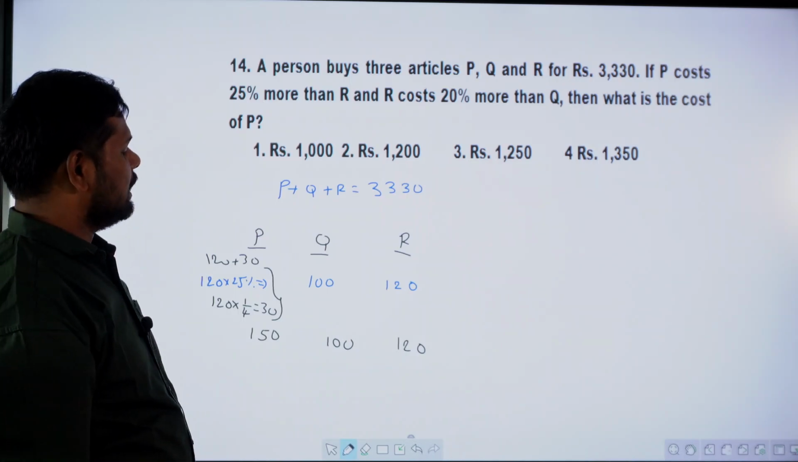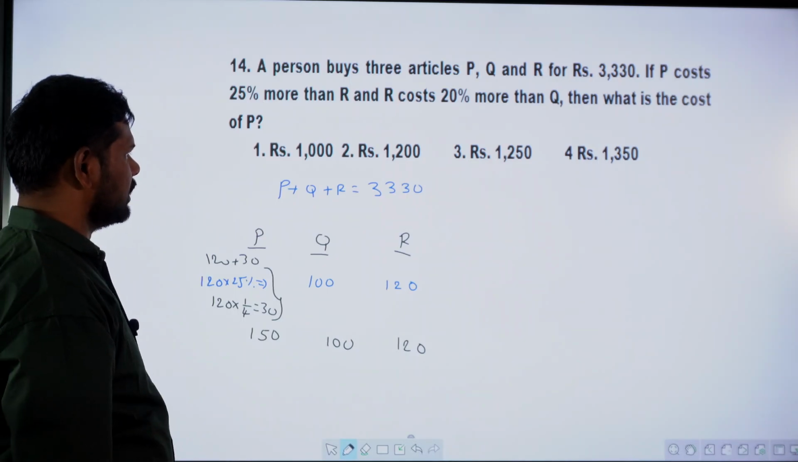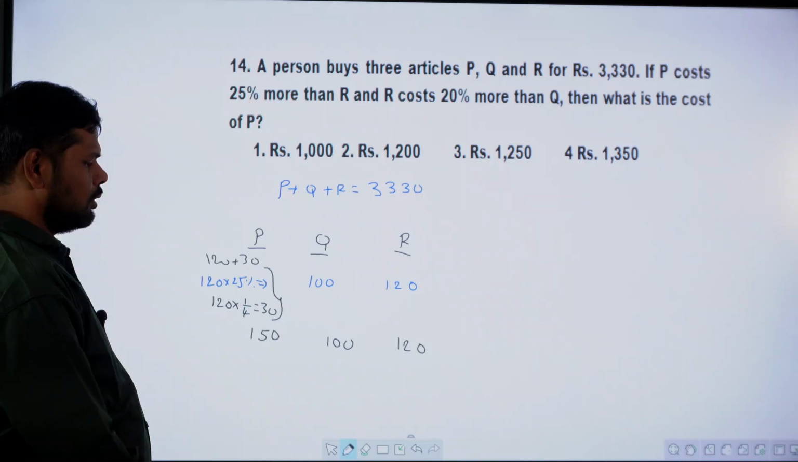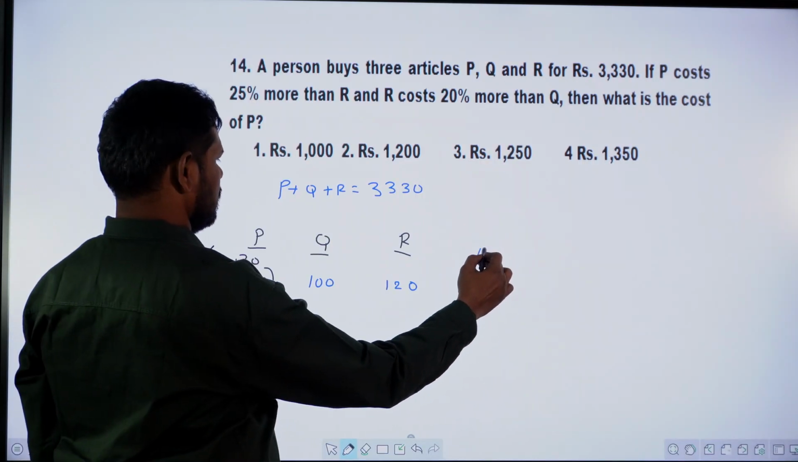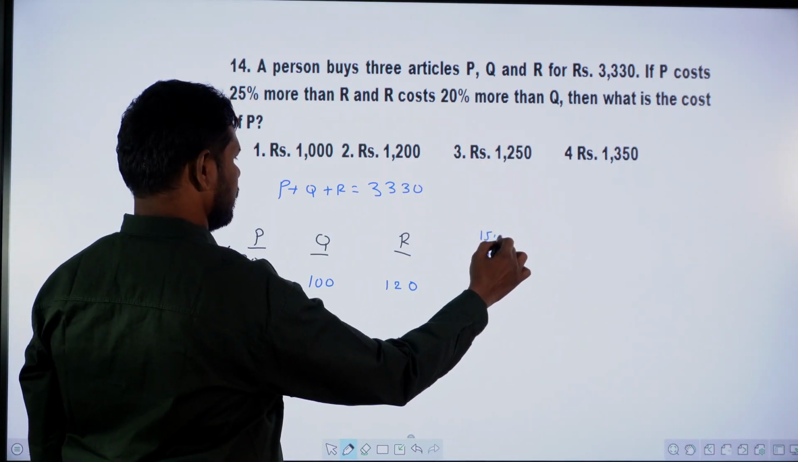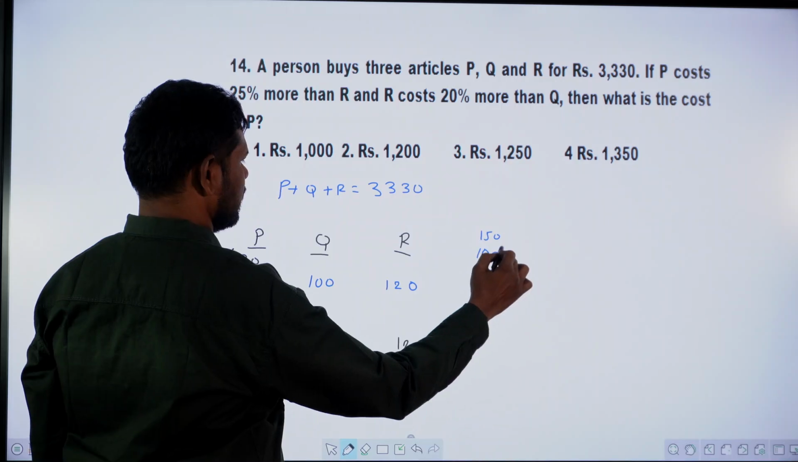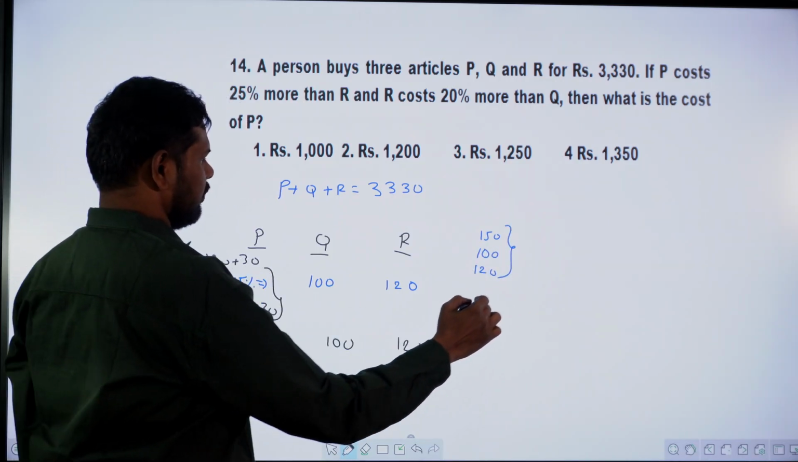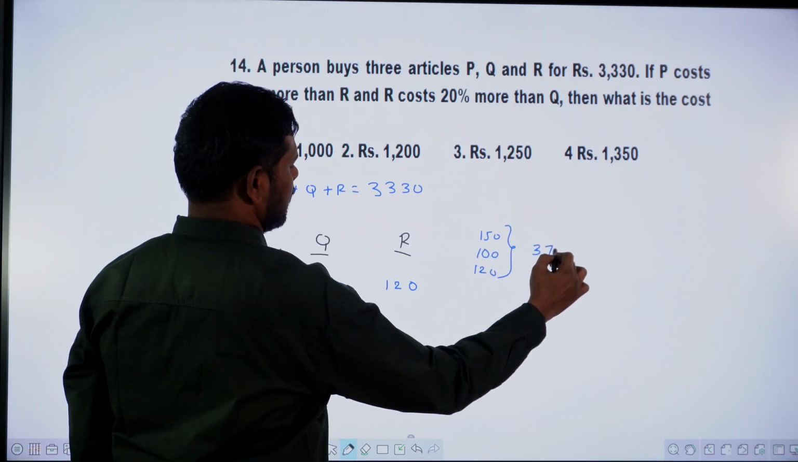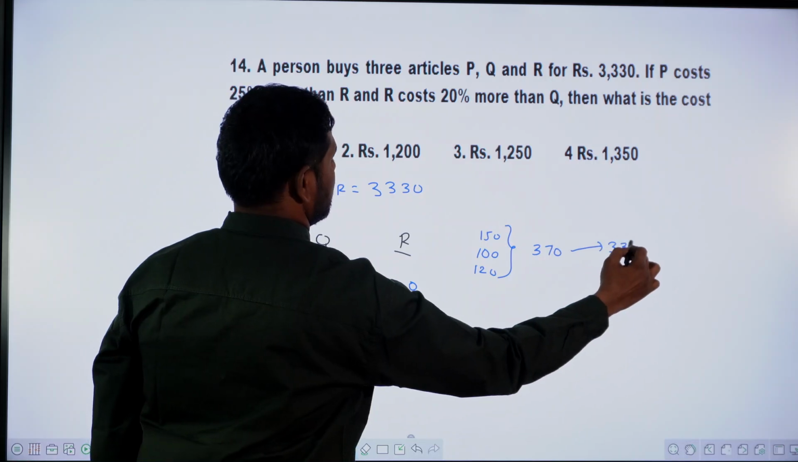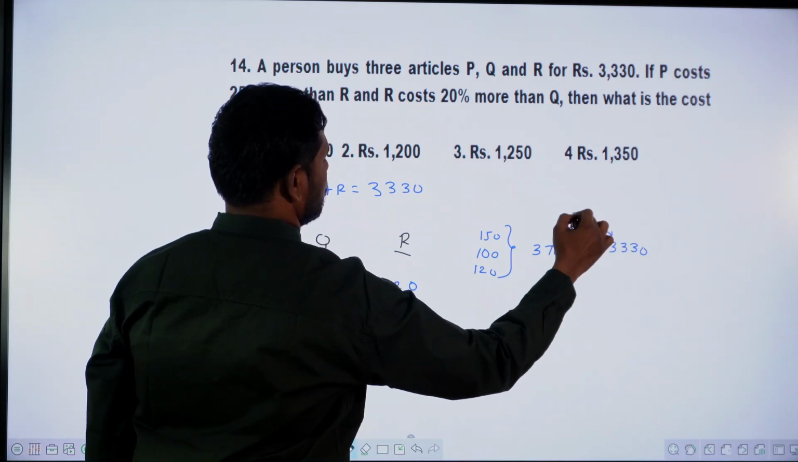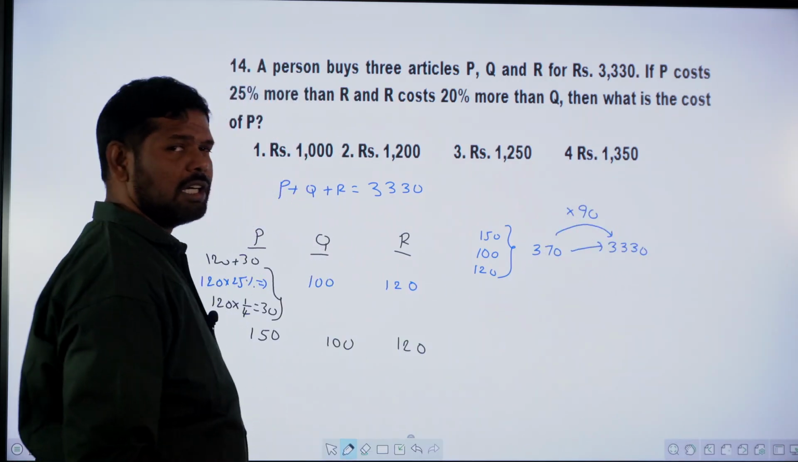Now, what is the cost of P? That is what they are asking. So simple: sum of all this, suppose 150 plus 100 plus 120. P plus Q plus R value is 370, given 3330, which means 370 into 9. 37 multiples are easy.